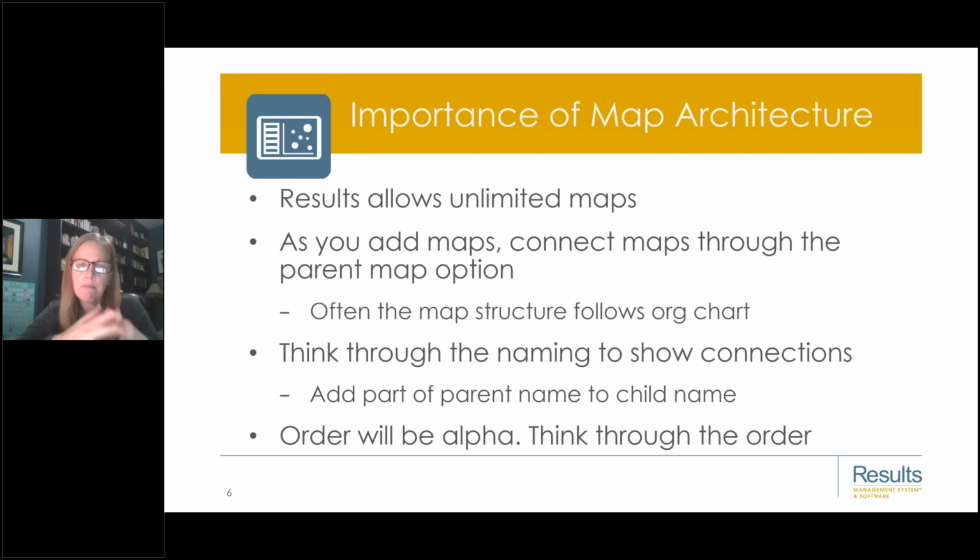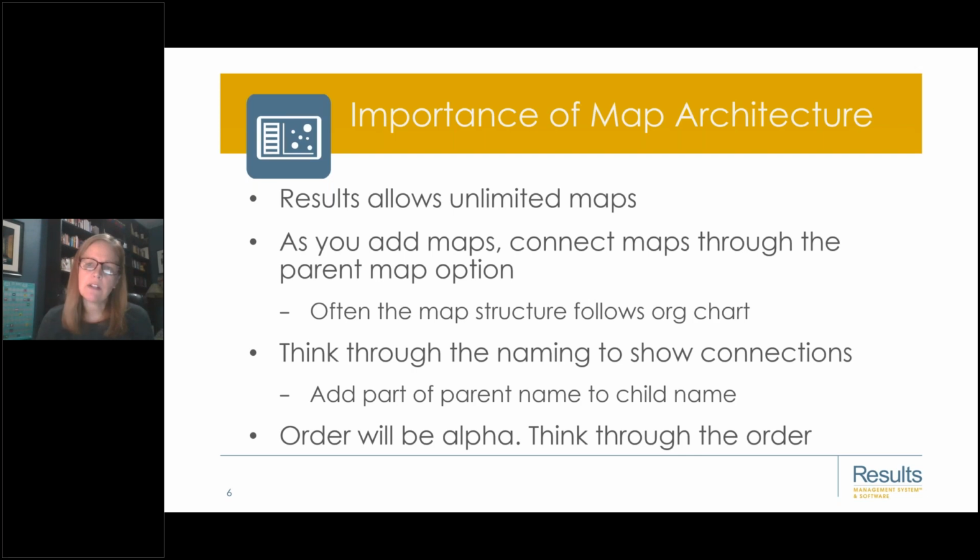Often, best practice, what we've seen, is that when you build your map structure, it follows your org chart. If it follows your org chart, the structure within your map is a process orientation. While you're thinking about building your map structure in Results, one of the best things I can recommend is that you think about your naming conventions to keep everyone organized, to see how they connect to the layer above and the layer below them. What I like to do is put a piece of the parent name to anchor the child name, and I'll show you what I mean in a second.